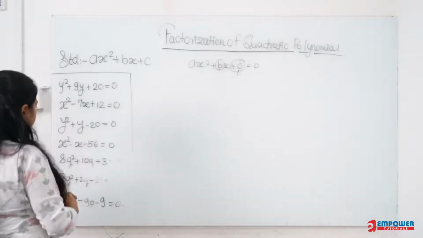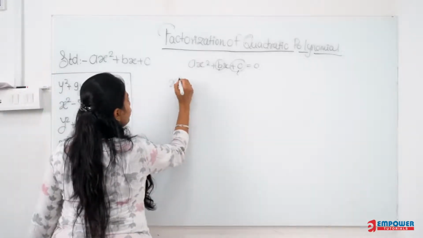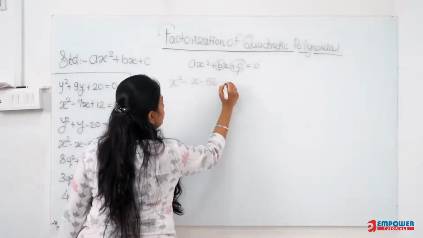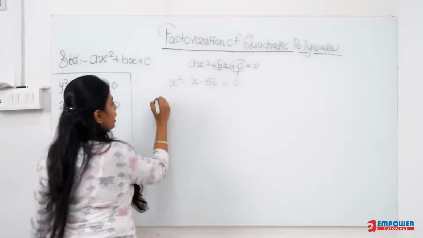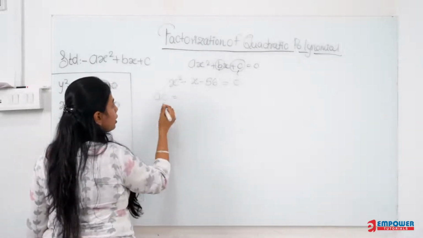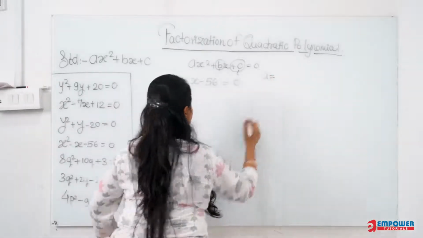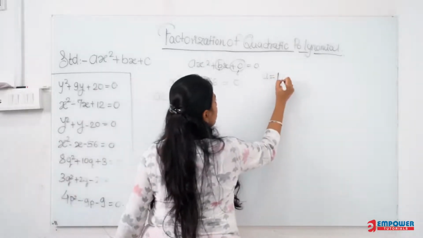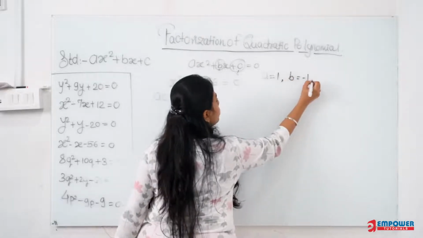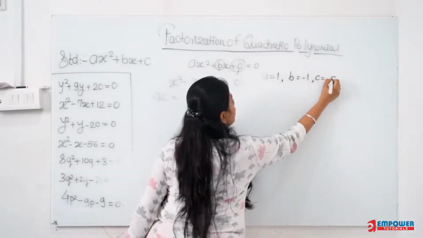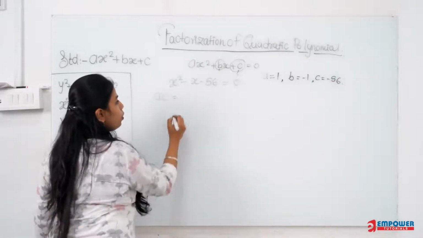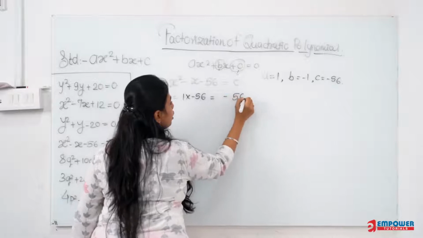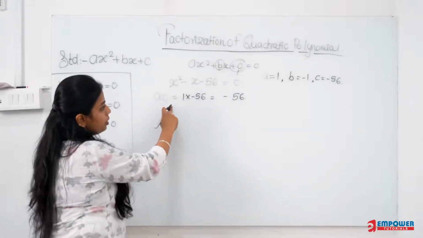Now what if I have both b coefficient as well as c coefficient as a negative number? So in this case, a into c, what is the coefficient of a over here? 1, then b is minus 1 and c is minus 56. Okay, so 1 into minus 56 will be how much? Minus 56. So the product of ac is minus 56.